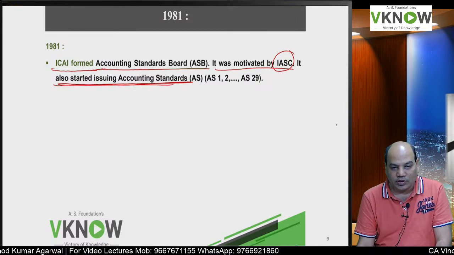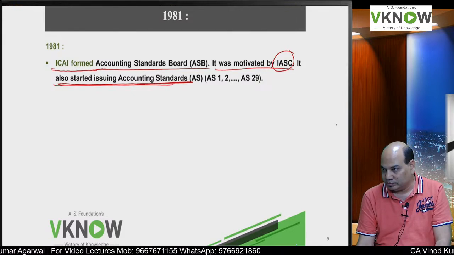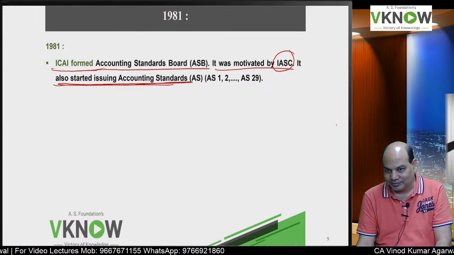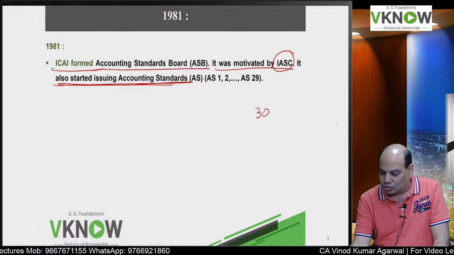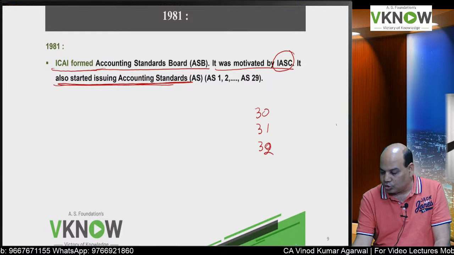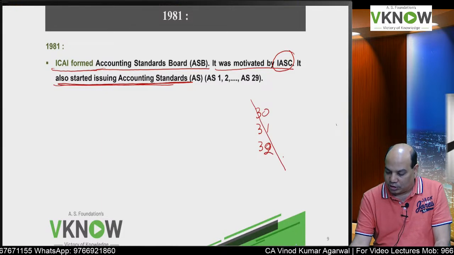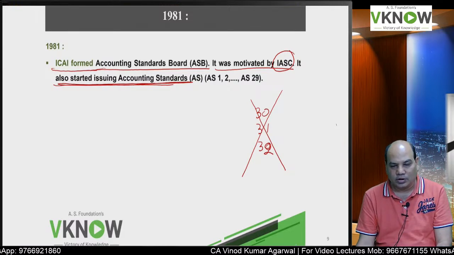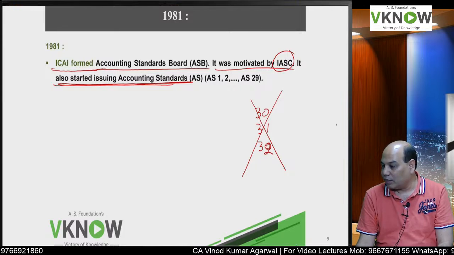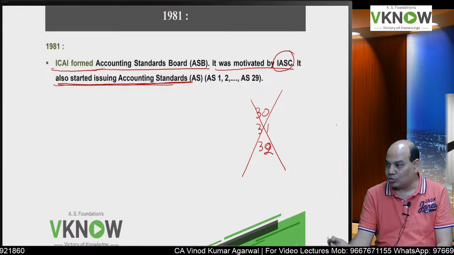How many standards has ASB issued? Do you know that? Intermediate, what was the last standard? Group 2, AS 29. But you may not know, they had also issued AS 30, 31 and 32, which later on they withdrew. These three standards were on financial instruments, very complicated. India was not yet ready for adopting such complicated standards, so they withdrew them.